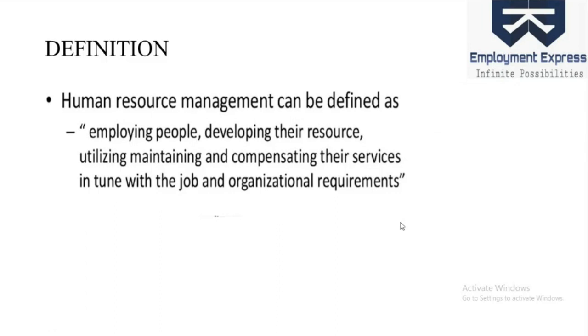What are organizational requirements? According to the requirements, we hire a candidate. So that's basically the definition of human resource management: employing people, developing their resources, and utilizing and maintaining their services, in line with the job and the organizational requirements.